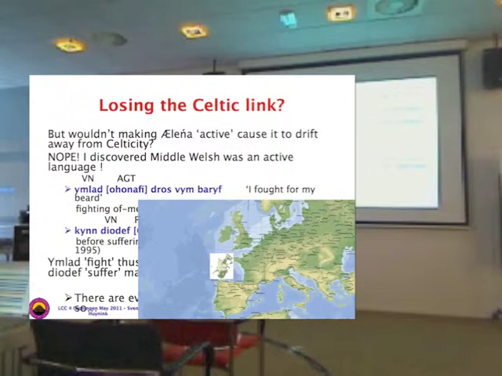All active languages are in far off corners of the globe, except Middle Welsh, which has some activity, or had some activity in its language, and Middle Welsh is even a Celtic language. So if they can do it, I can do it. And you can see that I fought for my beer. It wasn't me that came up with the examples, of course.